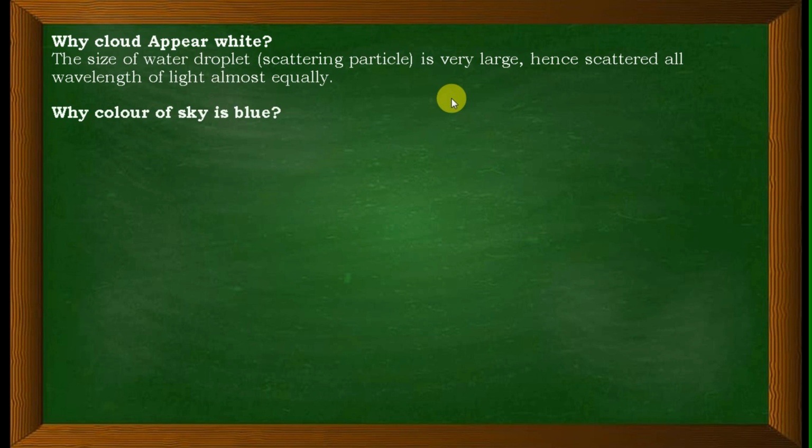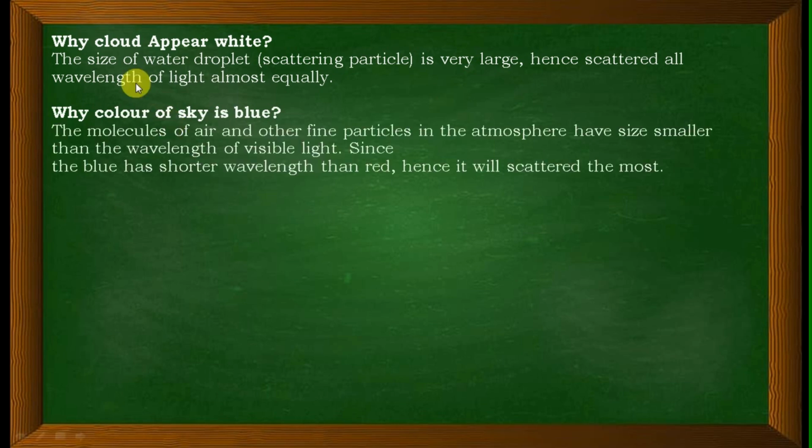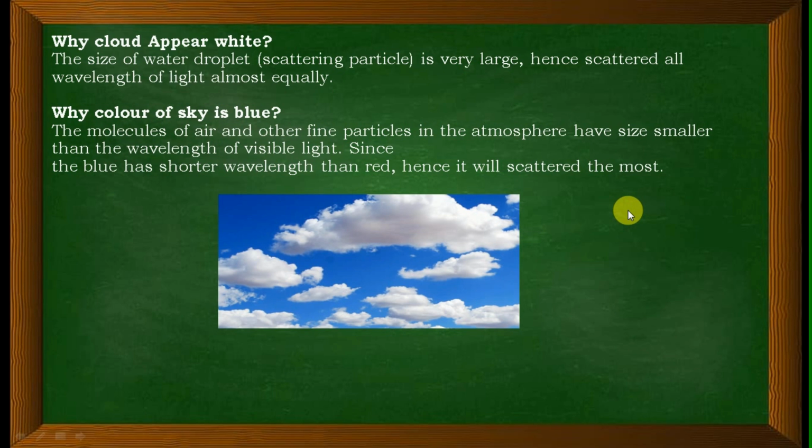Why is the color of the sky blue? Okay, आमको blue कित्याक दिसता? पळय, the molecules of air and other fine particles in the atmosphere have size smaller than the wavelength of visible light. Since blue has shorter wavelength than red, hence it will scatter the most. So आता तुमका explain केला. So imagine you have one particle over here. So एक particle असा.